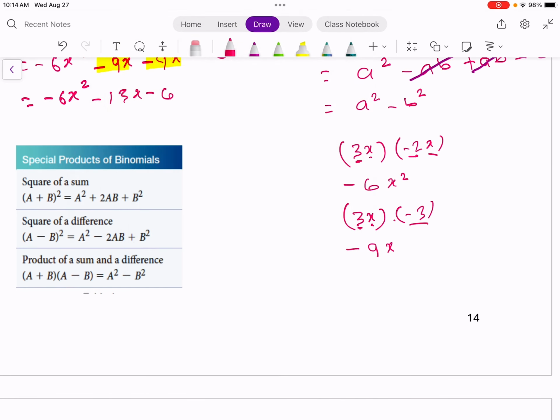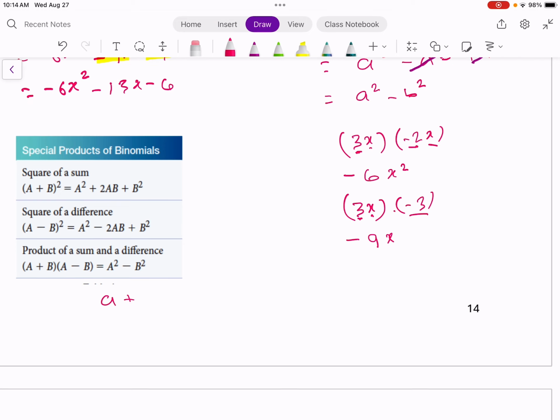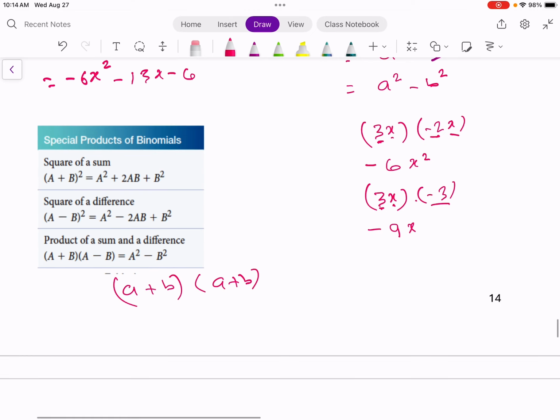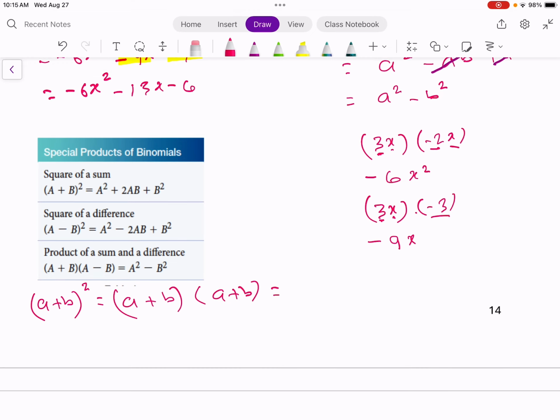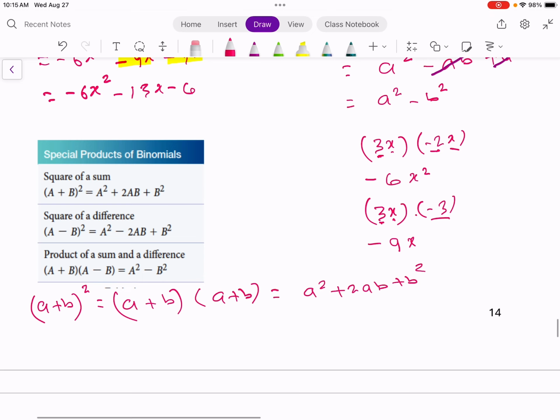Now, in a similar way, we have a plus b. This is a binomial, and a plus b is also a binomial, and we can rewrite a plus b times a plus b as a plus b square, right? Do you all agree? A plus b square is the same as a plus b times a plus b. And once we multiply this binomial by a binomial, we get a square plus 2ab plus b square. Okay, so when you multiply this binomial by this binomial, this is what we get.